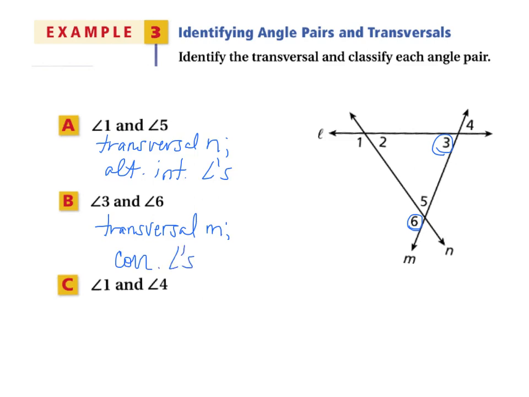And lastly, angle 1 and angle 4. Here are the vertices, the transversal that connects them would be transversal L. And since they're on opposite sides of the transversal and on the exterior, they would be alternate exterior angles.